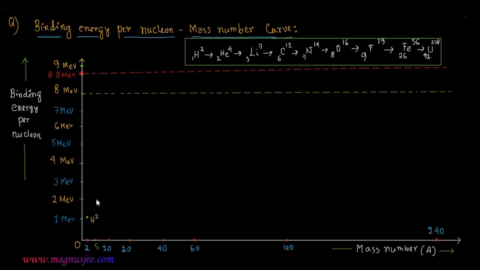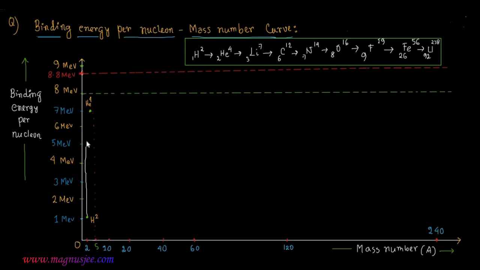Now we can draw an imaginary vertical line having mass number 5. This is the imaginary vertical line at which the mass number is 5. Now we can denote the position of the helium nucleus. This point is indicating the position of the helium nucleus or He4. And now we can draw the graph between H2 and He4, between the hydrogen and helium nuclei.